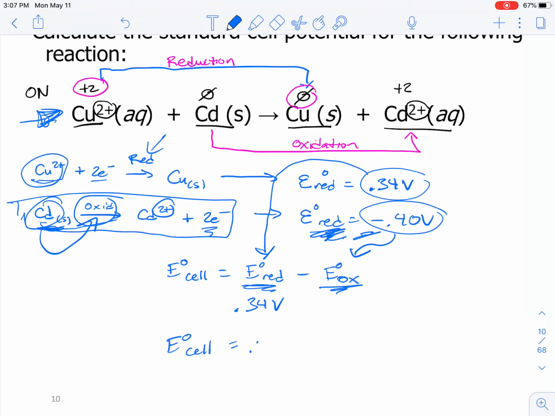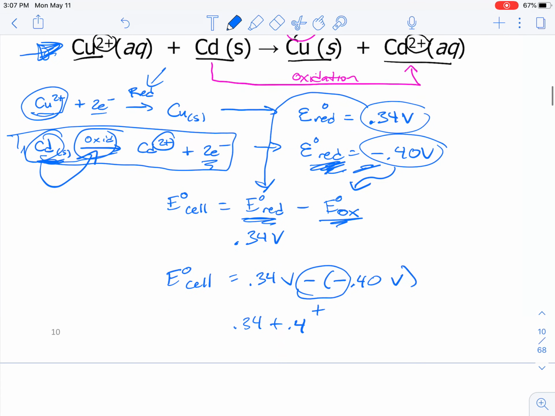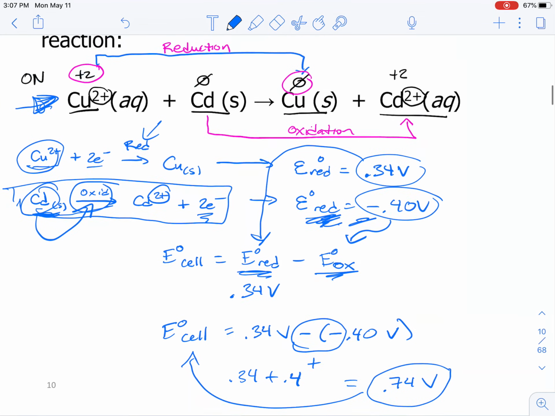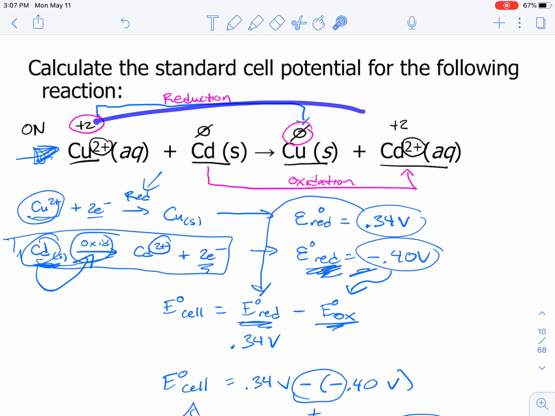So overall, we have 0.34 volts minus negative 0.40 volts. And so we know that this becomes positive. And so we just have 0.34 plus 0.4. And so when we add both of these together, we get 0.74 volts. And so this is going to be the standard cell potential for this whole entire chemical reaction.